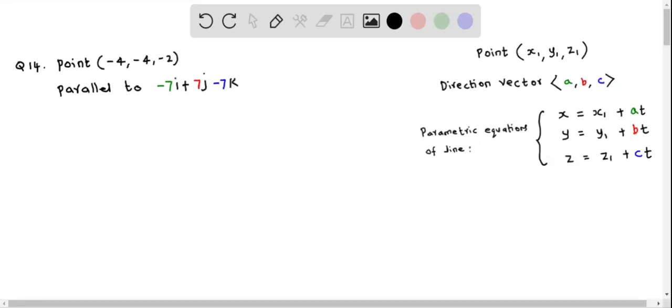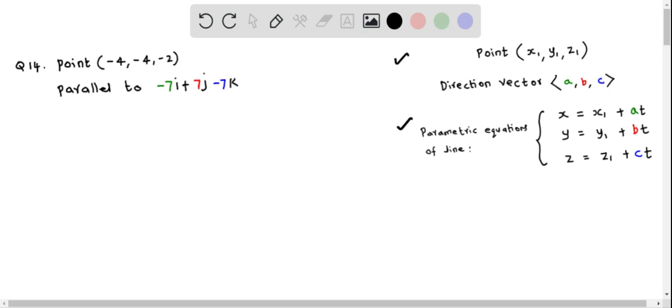We now determine the parametric equations of the line which passes through the point (-4, -4, -2) and is parallel to the vector -7i + 7j - 7k. Here we can utilize this formula: if a line passes through the point (x1, y1, z1) with the direction vector <a, b, c>, then the parametric equations of the line are given by x = x1 + at, y = y1 + bt, and z = z1 + ct.